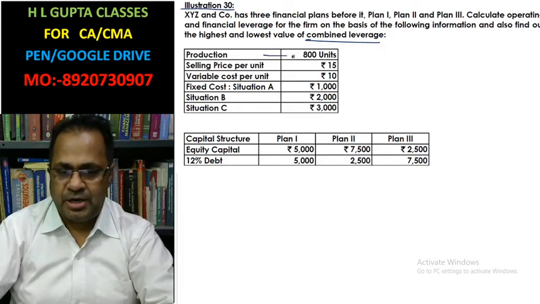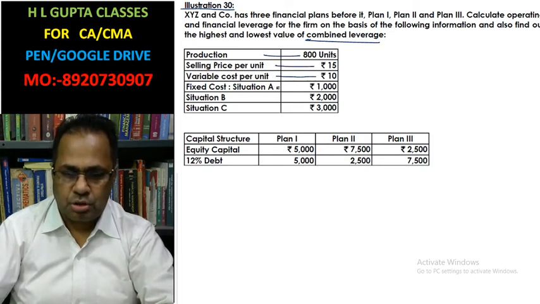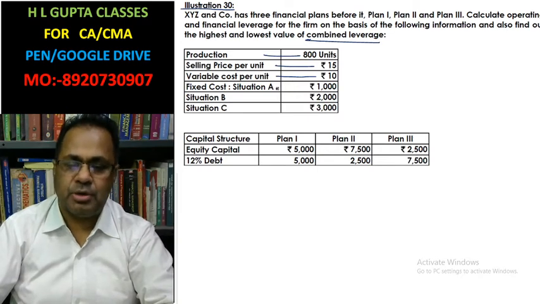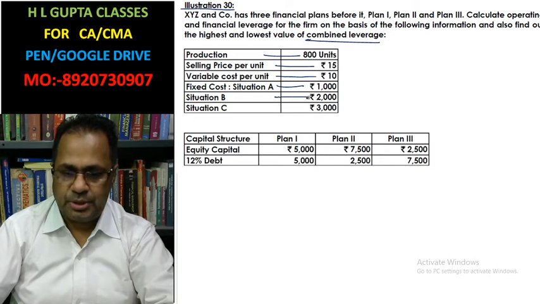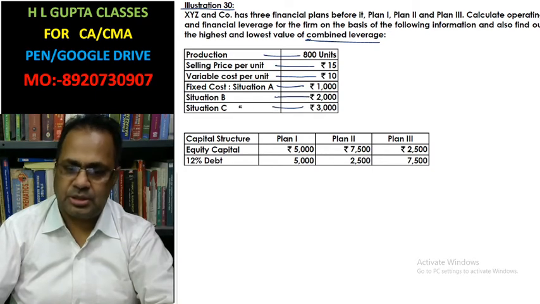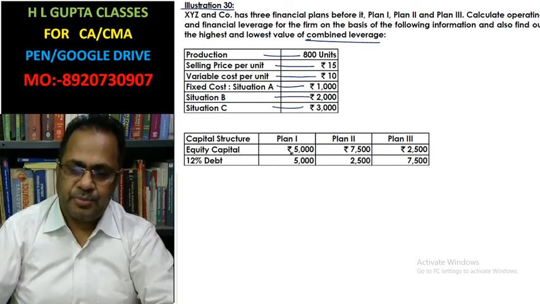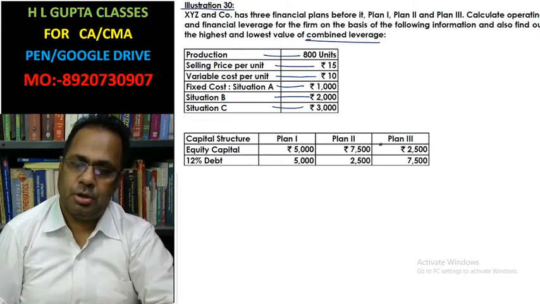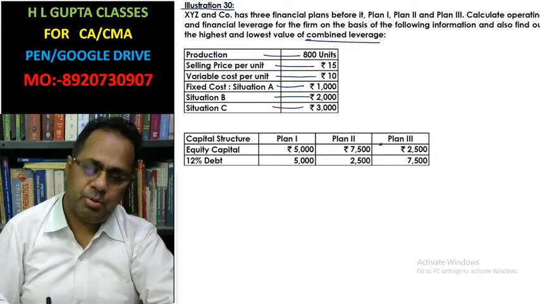Production is 800 units, selling price per unit 15, variable cost per unit 10. For fixed cost there are three situations: situation A 1000, situation B 2000, situation C 3000. And there are three financial plans, first, second, and third. It means how the graph will be made.